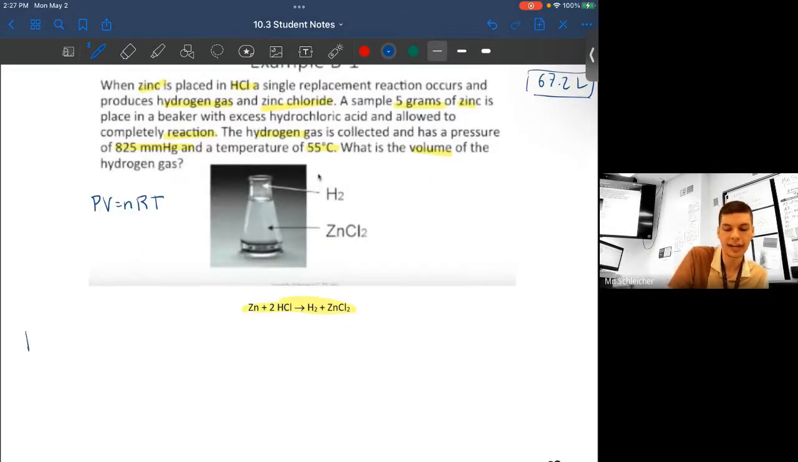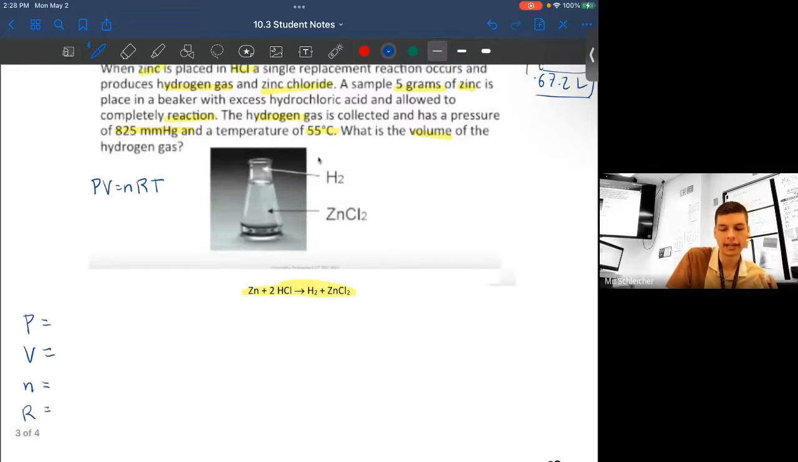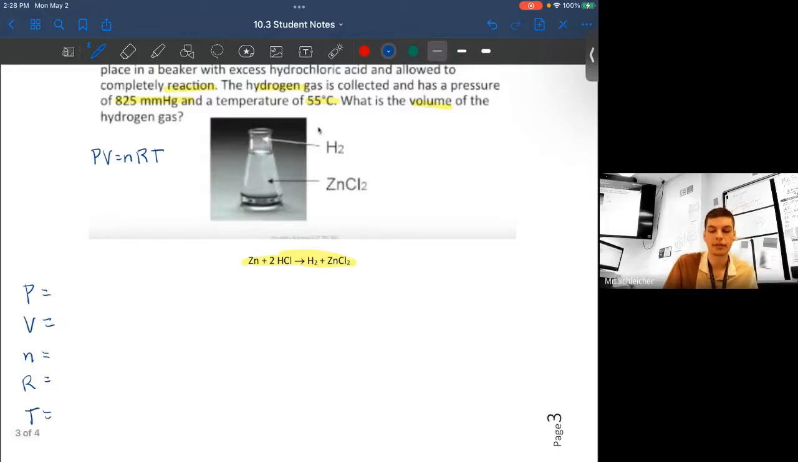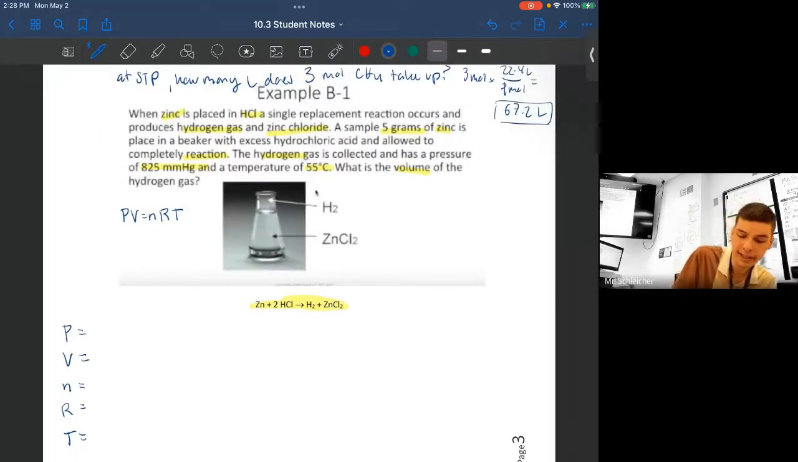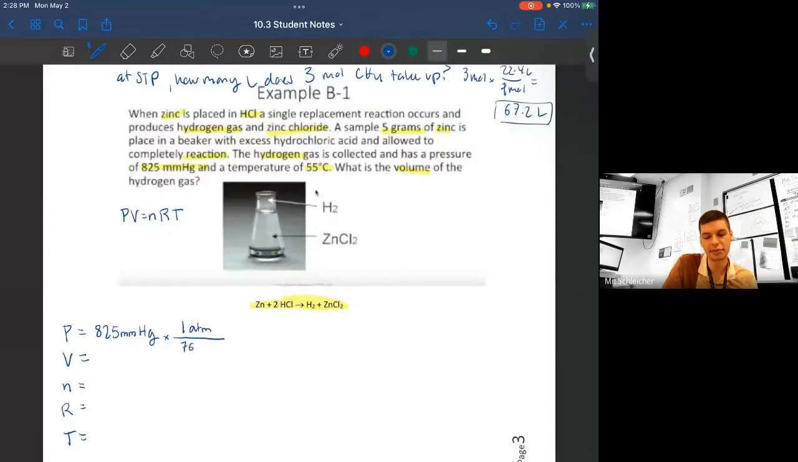So I'm going to define my variables. I'm going to list out what they are and then figure out how to solve this problem. So my pressure, it says, was 825 millimeters of mercury. I think I'm only allowed to use atmospheres, so I'm going to convert this to atmospheres real quick. For every 1 atmosphere, I know there's supposed to be 760 millimeters of mercury. So 825 divided by 760 gets me like 1.09 atmospheres of gas.